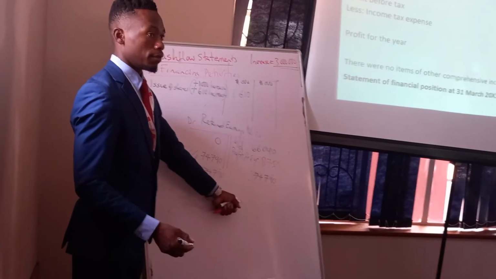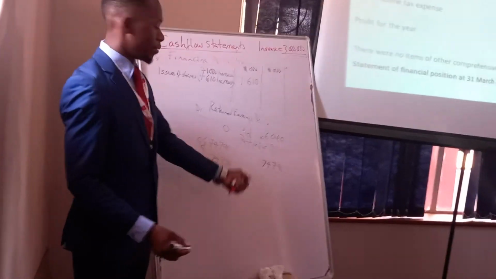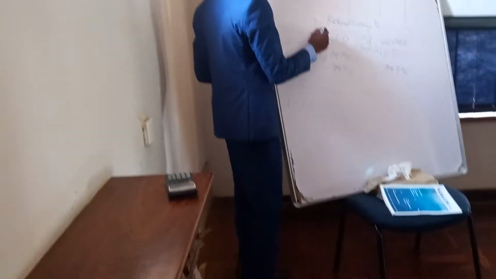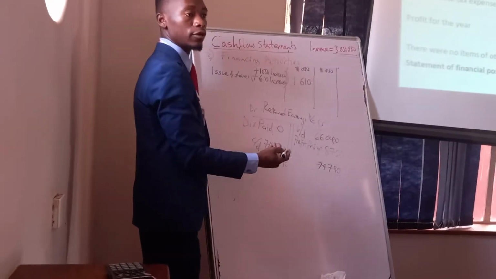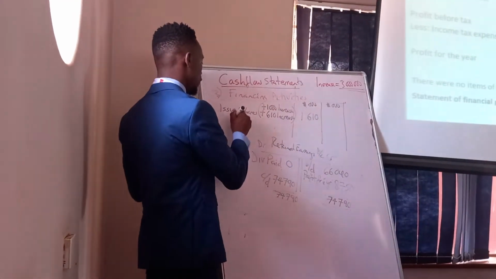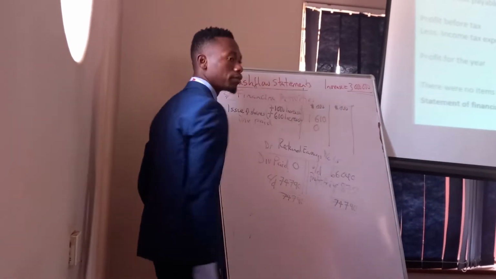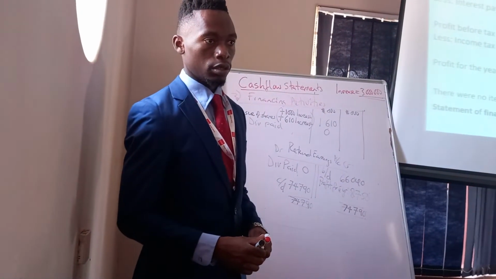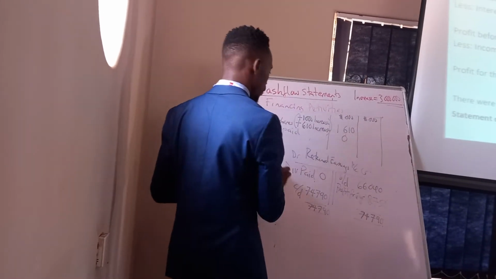In total, the profits were supposed to be 74,790, right? But the closing balance is still the same. It means we didn't pay what? Dividends. If there were dividends paid, we were going to deduct here. You understand? So the dividends paid is nil.